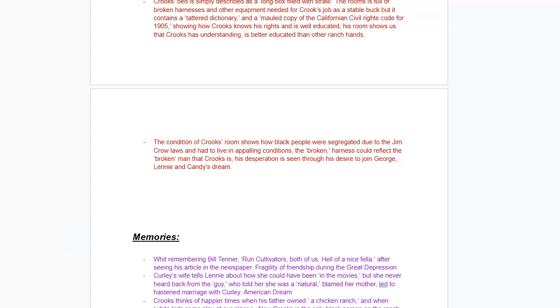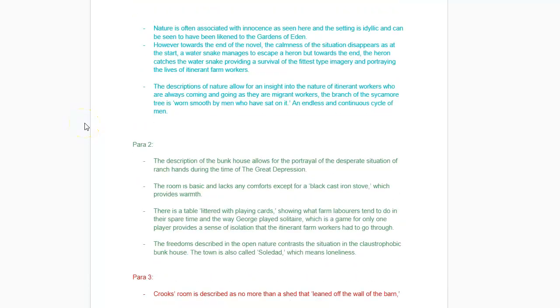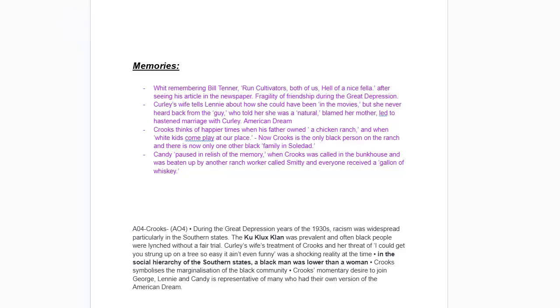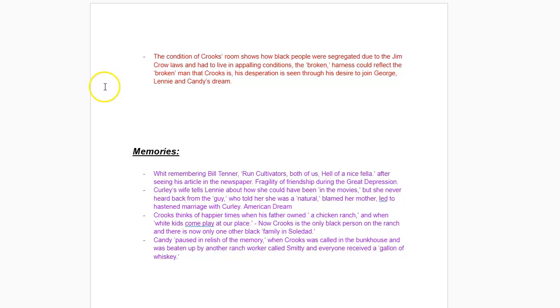And that is the end of the location and settings theme. As seen here, I have a small section of memories if you just want to read this. There's not a lot, if I had to be honest. But if you want to make an essay plan out of this, these are the four things that I have.